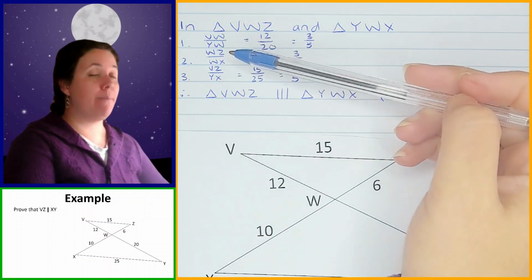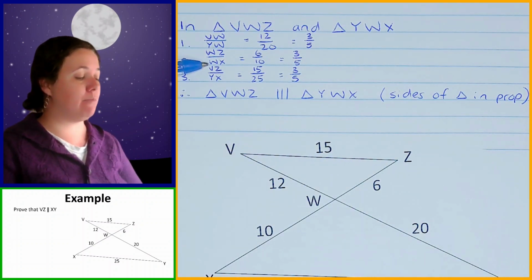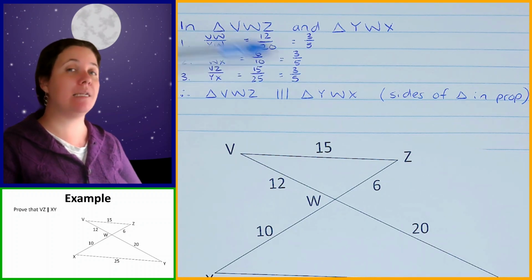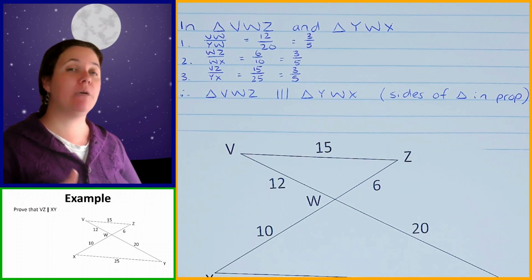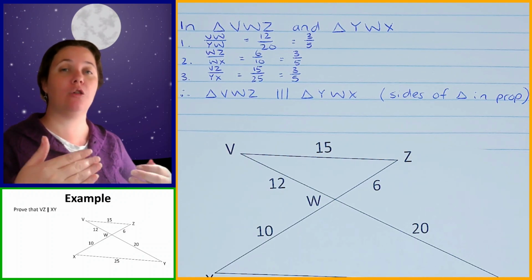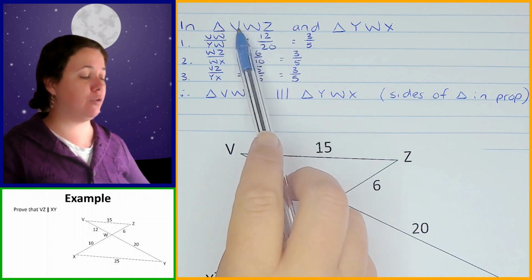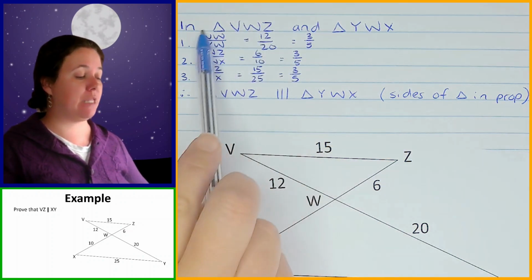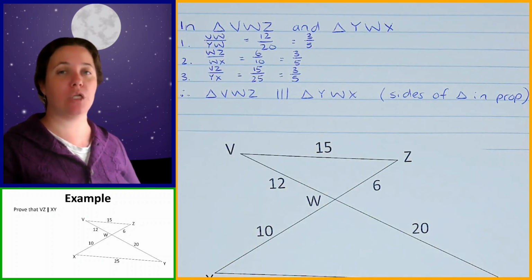Be careful, make sure that you always have the same triangle on the top and the same triangle on the bottom. If you had mixed up, so if you put WX over WZ by accident over here, you would have ended up with 5 over 3 instead of 3 over 5, and then it would look like they're not in proportion. So you need to make sure that you are consistent with which triangle you put on the top and which triangle you put on the bottom. I recommend always just putting whichever one you named first on the top, whichever one you named second on the bottom, so that you know you're always going to do it the same.